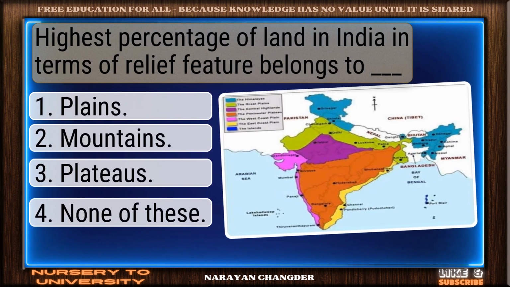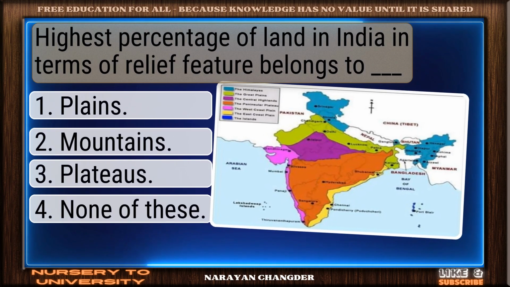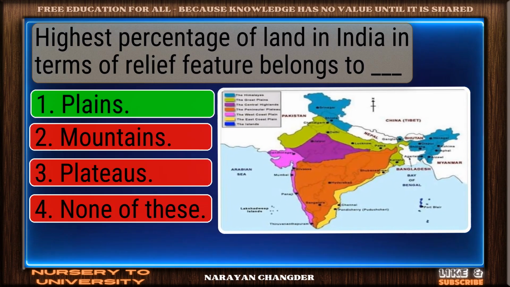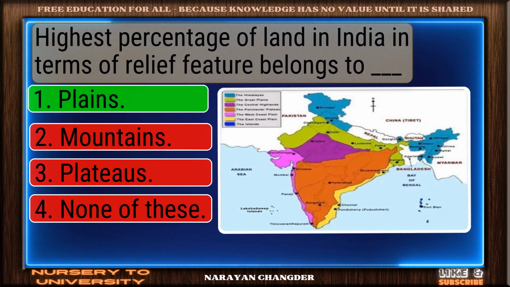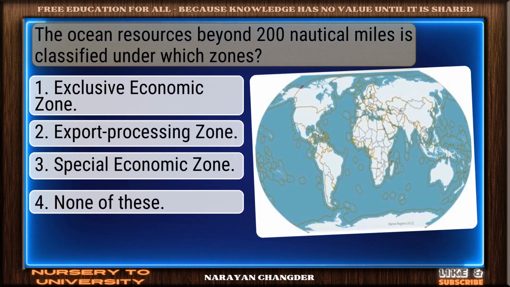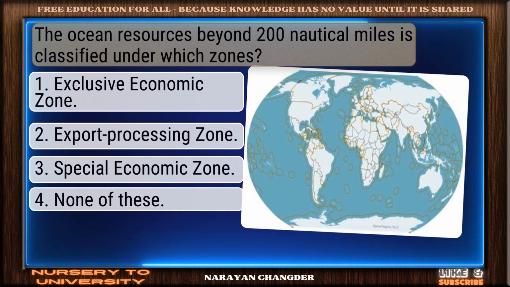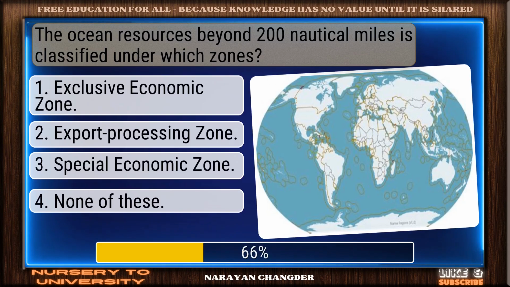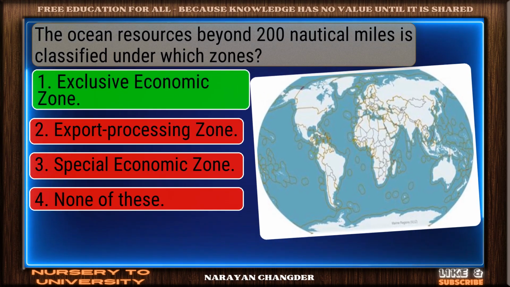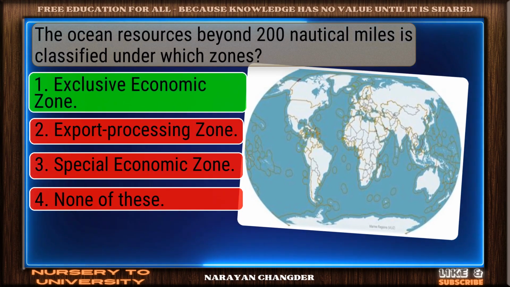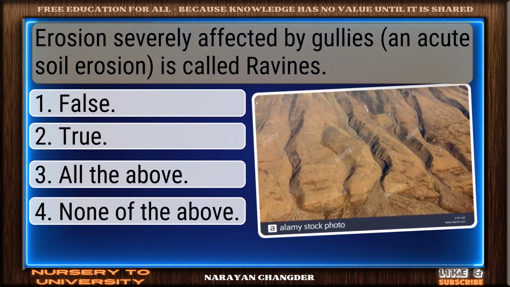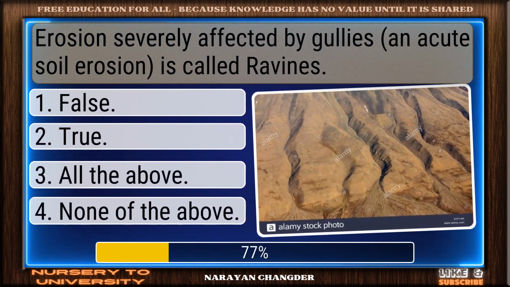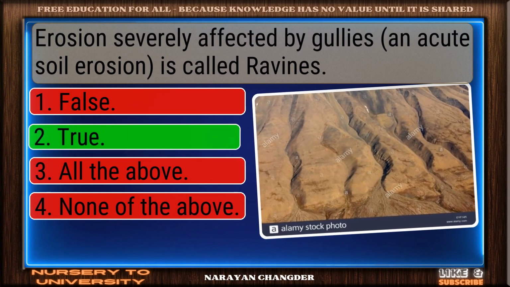Highest percentage of land in India in terms of relief feature belongs to dash. Well picked. Plains is correct. The ocean resources beyond 200 nautical miles are classified under which zones? Exactly. Exclusive economic zone makes sense. Erosion severely affected by gullies is called ravines. Well done. True is right.